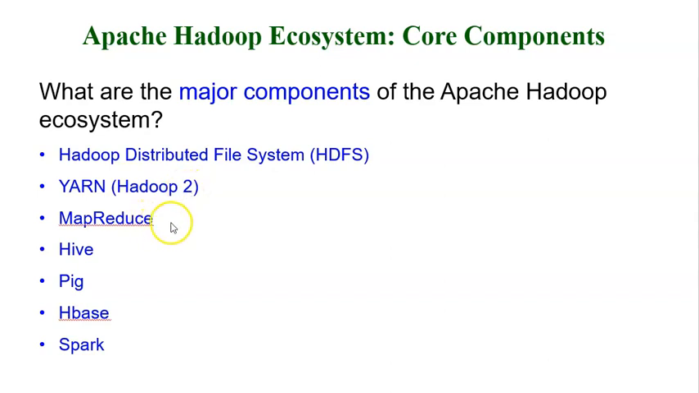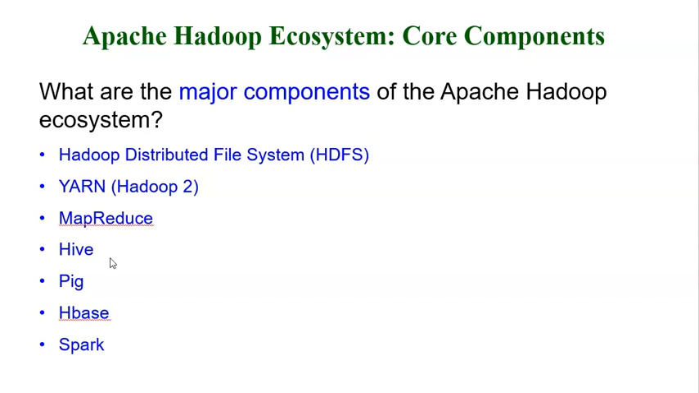The next one is MapReduce, another core component of the Apache Hadoop ecosystem. This subsystem has been part of the Hadoop framework from the start. Hive is a subsystem that helps us work with the data stored in the Hadoop ecosystem in the same manner that we work with structured data stored in a relational database, using a script very similar to SQL.